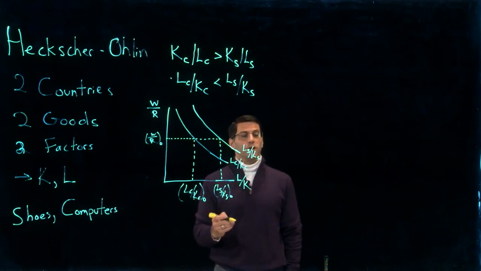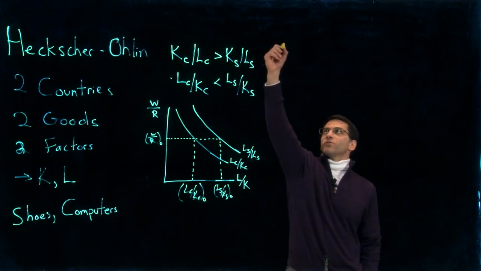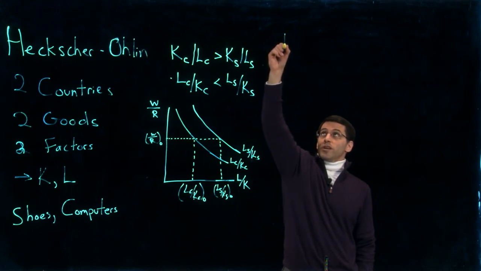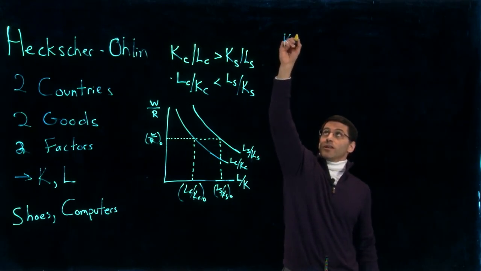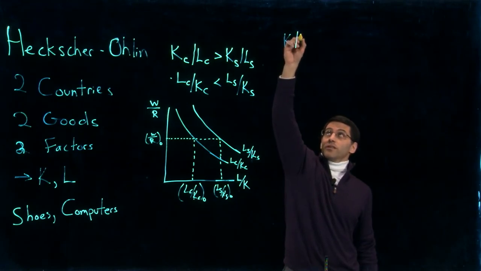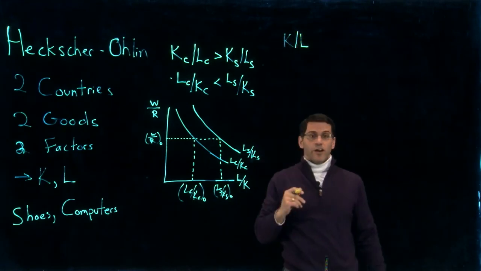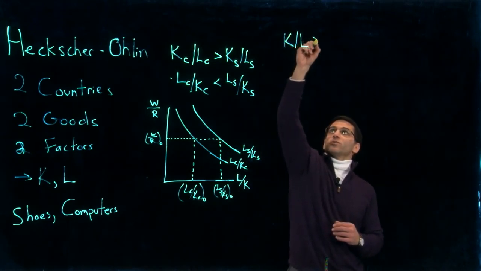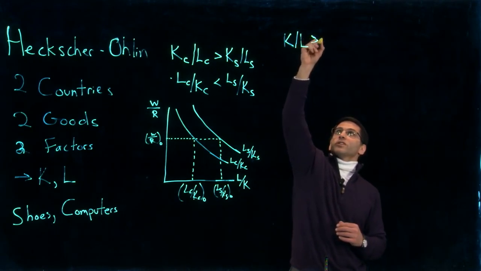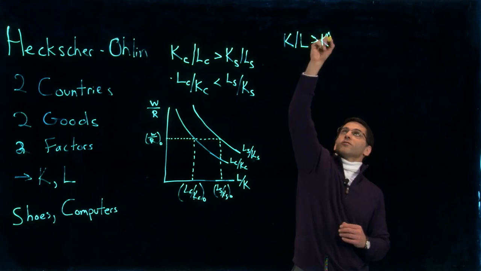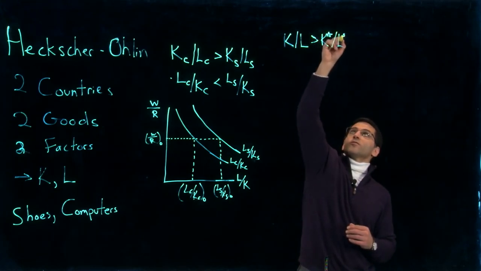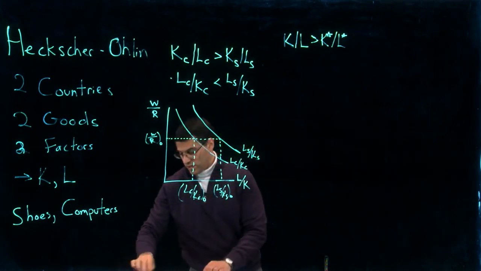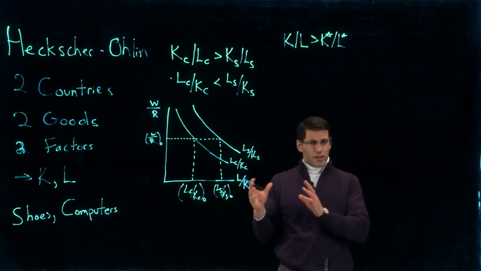Here what we're doing is comparing the capital to labor ratio on the supply side. So if we're saying that the home country is capital abundant, it has a higher relative supply of capital compared to the foreign country. So that's our second key assumption in terms of the setup specific to this model.